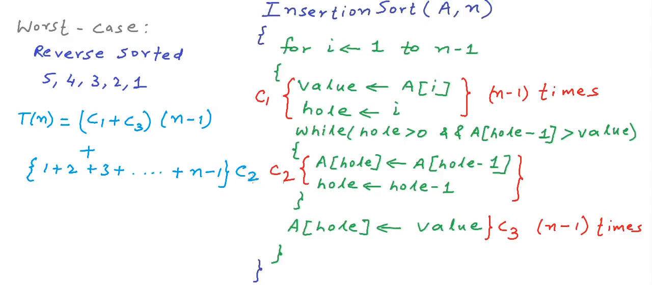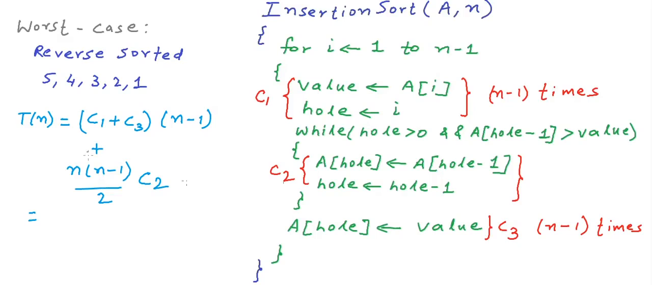And if we evaluate this arithmetic progression, we will get n into (n-1) by 2. And when we reduce this whole expression further, we will get a polynomial something like a(n square) plus b(n) plus c, where a, b and c will be some constants in terms of c1, c2 and c3. And this will belong to the set big O of n square, which is another way of saying that for very high values of n, the rate of growth will be pretty similar to the growth of n square. These lower order terms will not matter.